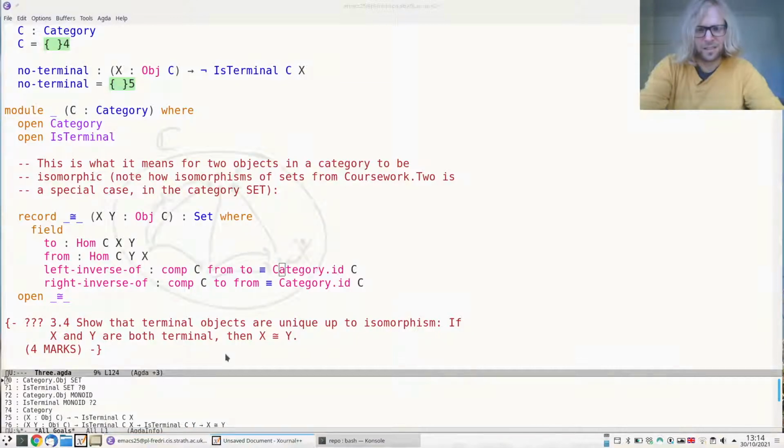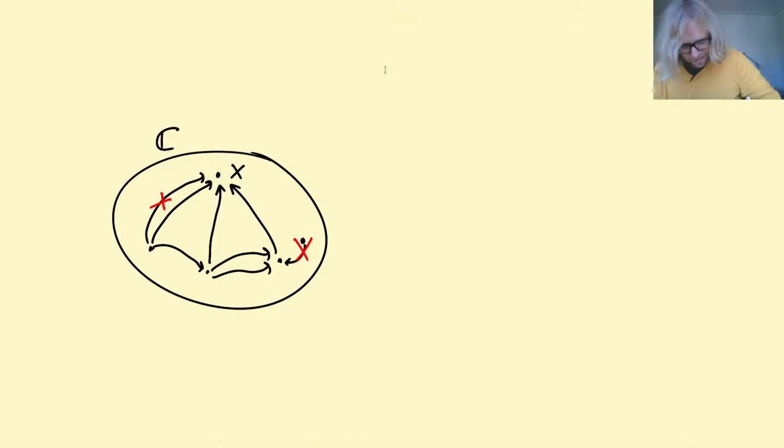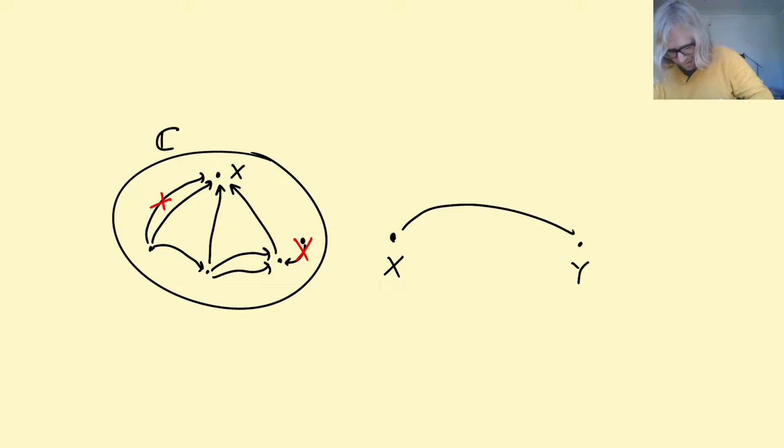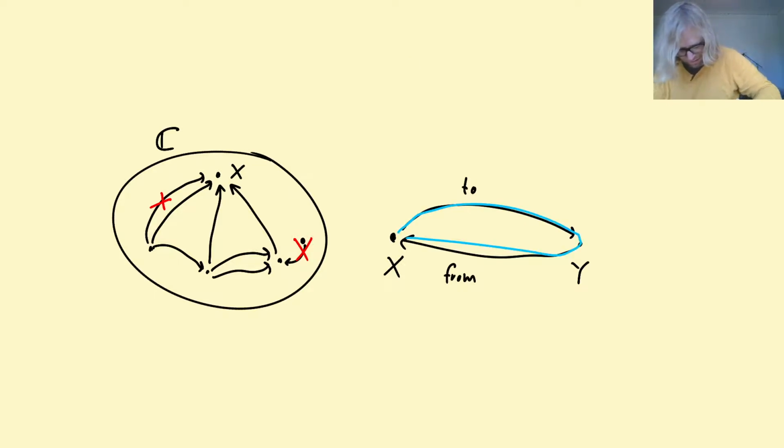So what this means is that if I have my X here, and I have my Y here, then there was one morphism from X to Y, and there was a way to go the other way, called from. And now if I first use this morphism and compose it with this one, then that should be the same thing as just staying at X with identity, so nothing happens.